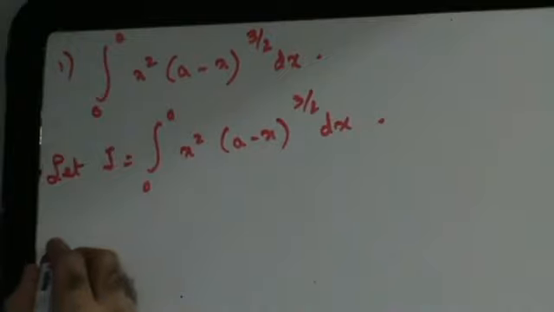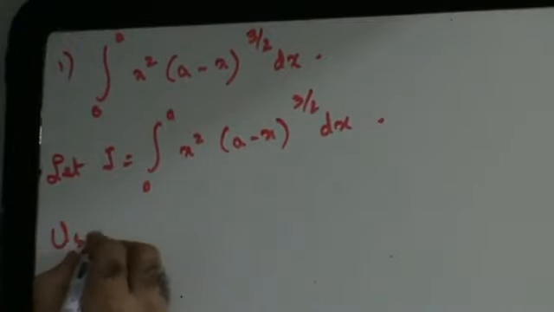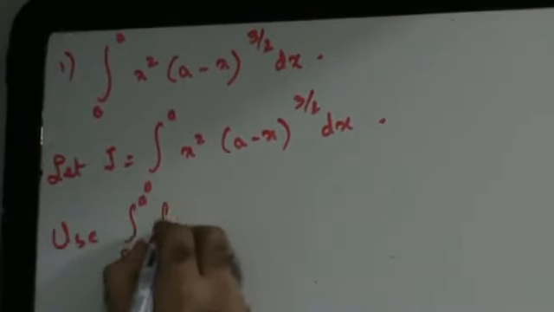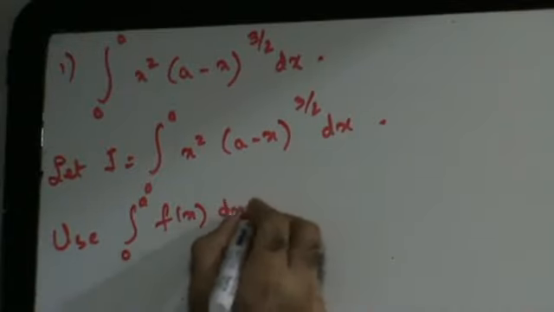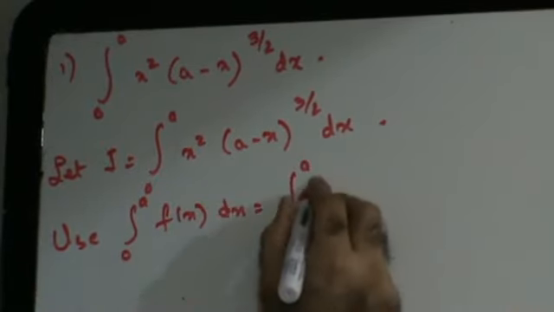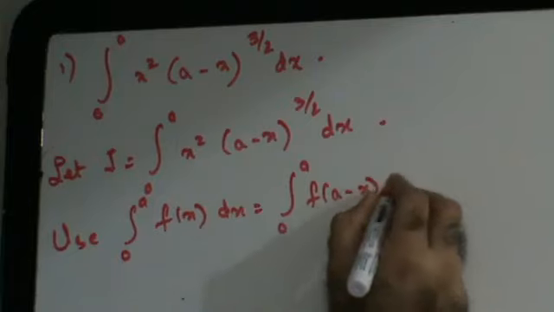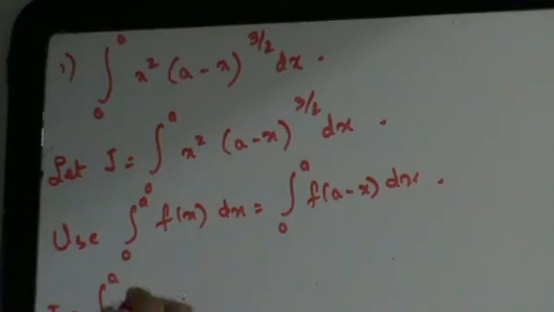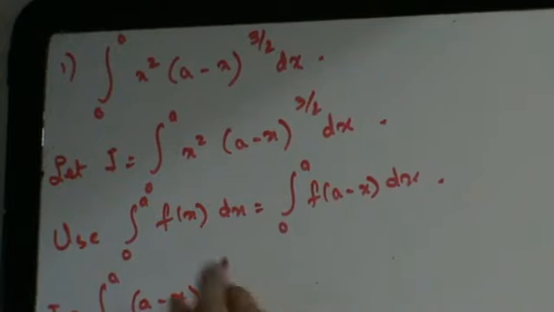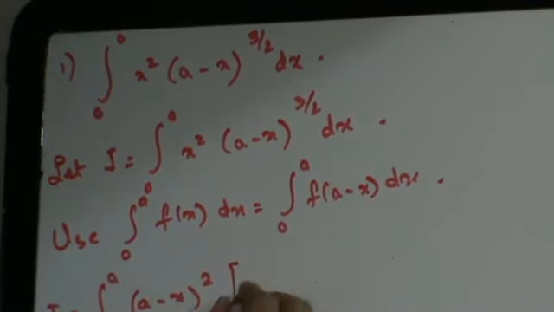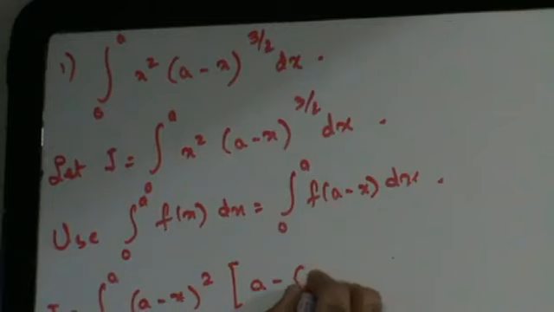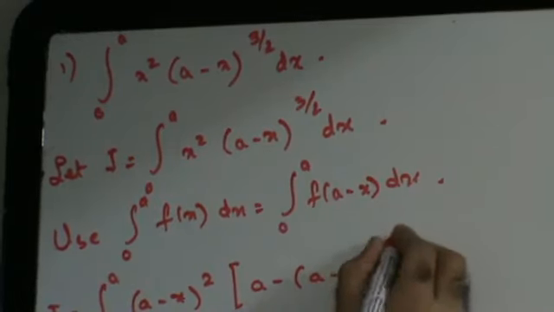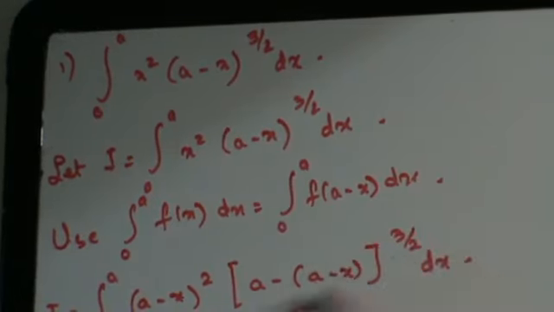Now if I use the formula integral of 0 to a f of x dx equals integral of 0 to a f of (a minus x) dx, in which case I will get I is equal to integral of 0 to a, this is going to be (a minus x) the whole square into (a minus x) the whole raised to 3 by 2 dx, right?